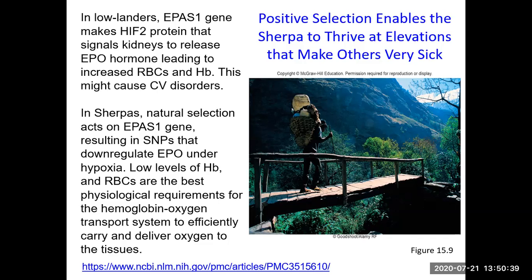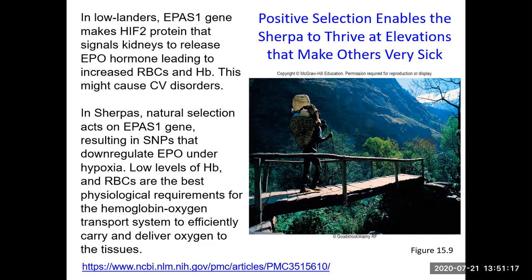But Sherpas are seen to thrive at high altitudes. They don't have any problem. Genetic research has shown that the EPAS1 gene, which in other people tells the EPO hormone to make more RBCs, has SNPs, mutations, in the Sherpas. Because of these mutations, these single nucleotide polymorphisms, this gene in Sherpas doesn't really work the way it works in us. This gene does not go and tell the EPO hormone, the erythropoietin hormone, to make red blood cells.